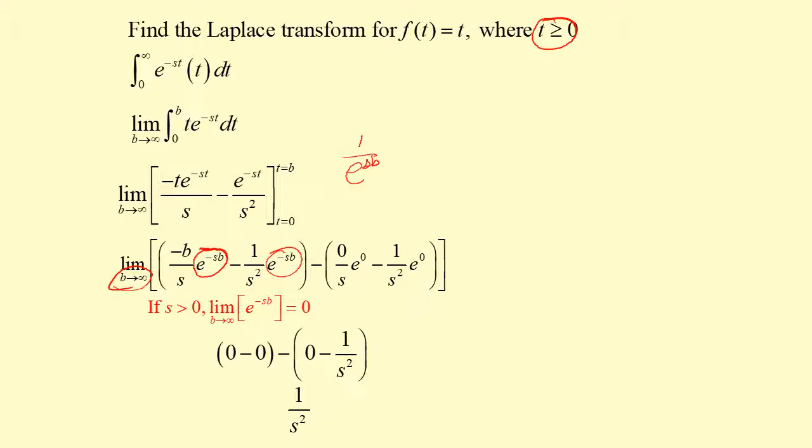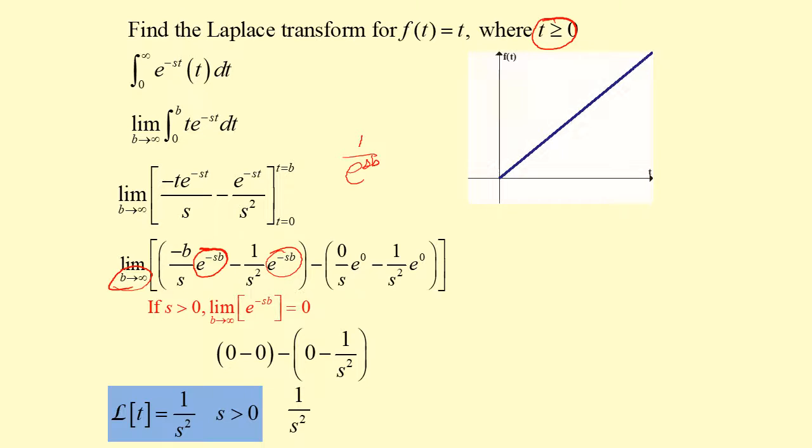So f of t equals t transforms into 1 over s squared. Now again, all of these are things that we would compile in our list. And so here's f of t equals t, and here's the graph of the transformation.